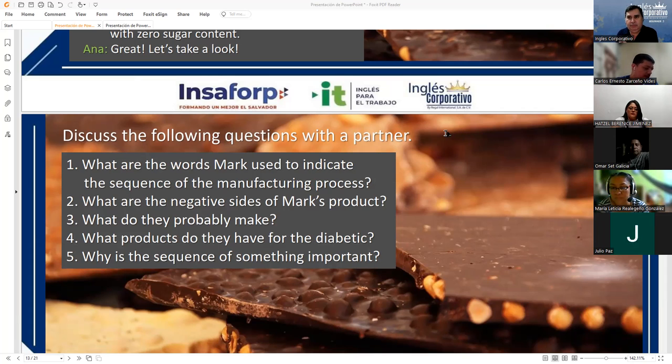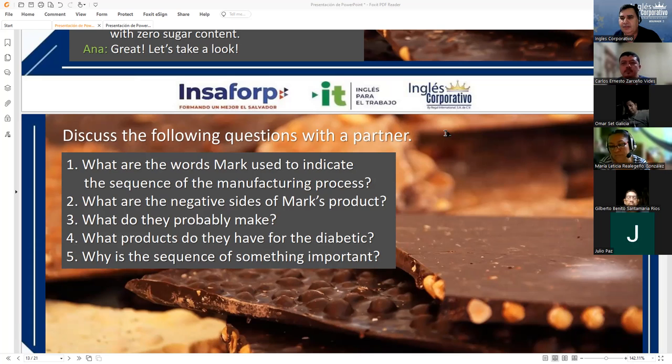Okay, imagine. What do you do? First, you bake the cake. Then you add the icing. Or first, you add the icing and then you bake the cake. When do you add the icing? Before baking or after baking? After baking. So the cake is ready, and then you add the icing, the decoration.